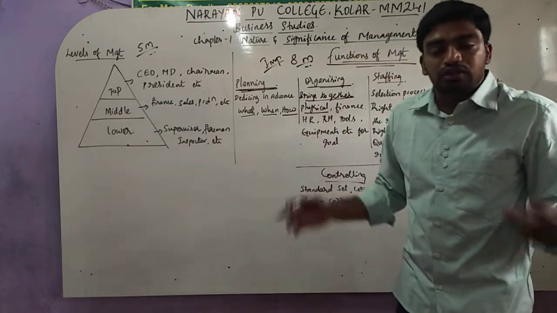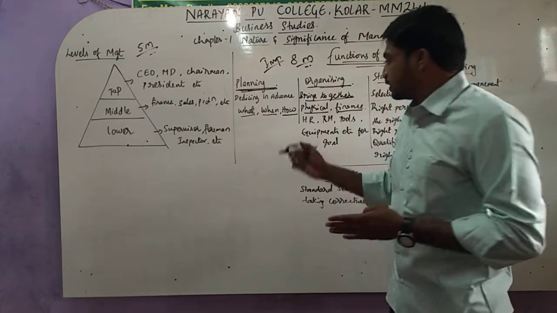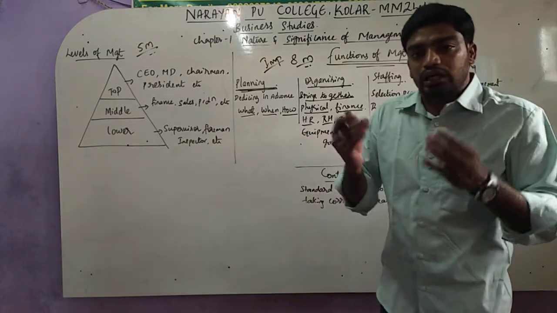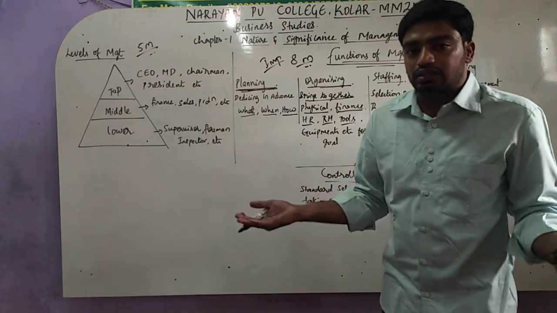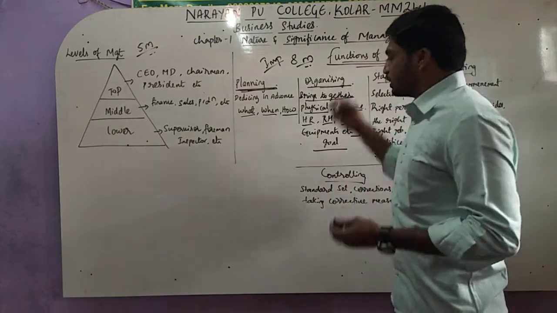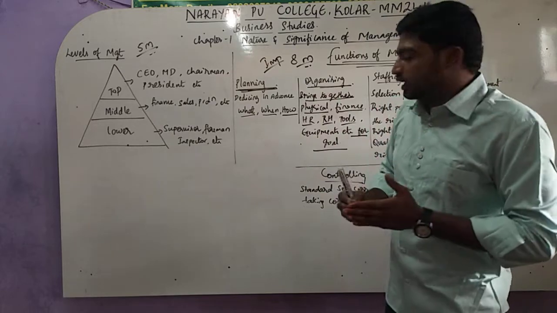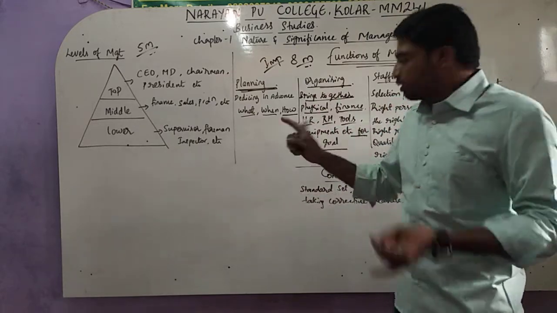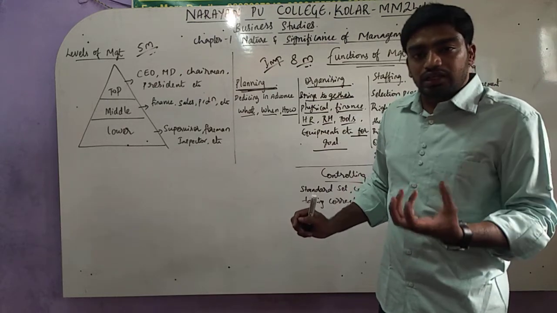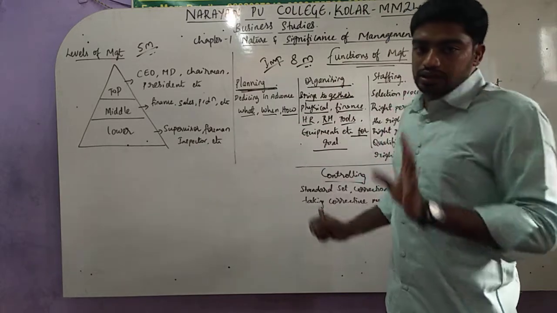For example, we should be physically present and available there. Then we should bring the finance to the organization. We should bring the human resources, the raw materials, tools, equipment, and other assets to the organization for the achievement of the goals of the organization. This is organizing. Organizing is nothing but bringing together to achieve the goal: finance, raw materials, human resources, tools, equipment, machineries, furniture, and other things, for the purpose of achieving the goals of the organization.